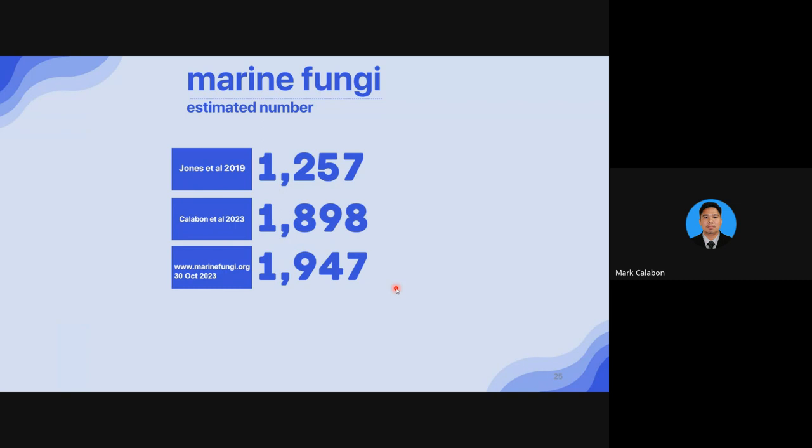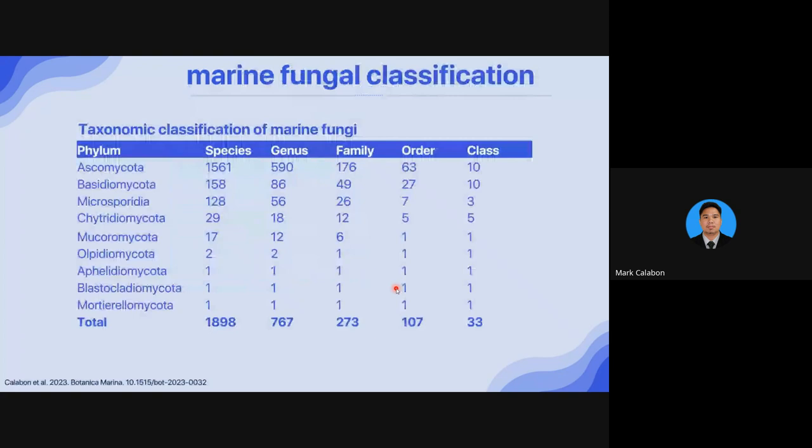So I think it will be even higher because we have some data left to encode in the marine fungi website. Take note that it went from 100 plus to 200 plus to 1,947. The main reason for the increase is the incorporation of molecular data in taxonomic studies. I guess some of the species are cryptic, so to delineate the species, you need to provide molecular data, not just the ITS, but again, the protein-coding genes. And we also provided all the classifications of the phyla. So it totals to 1,898.